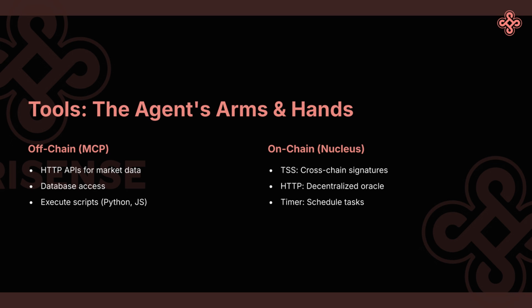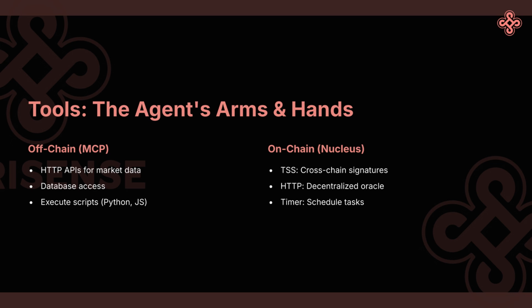There is also the on-chain HTTP oracle. An agent can submit a URL to the Nucleus, and Verisense validators will fetch the data, reach consensus on the result, and deliver it back on-chain. This is critical for agents that need to react to real-world information, such as current asset prices, weather data, or sports scores.